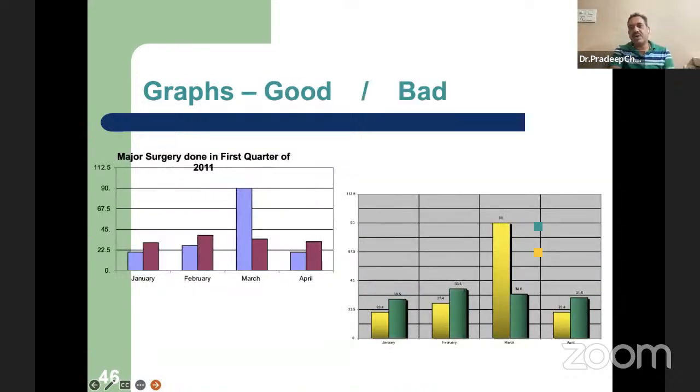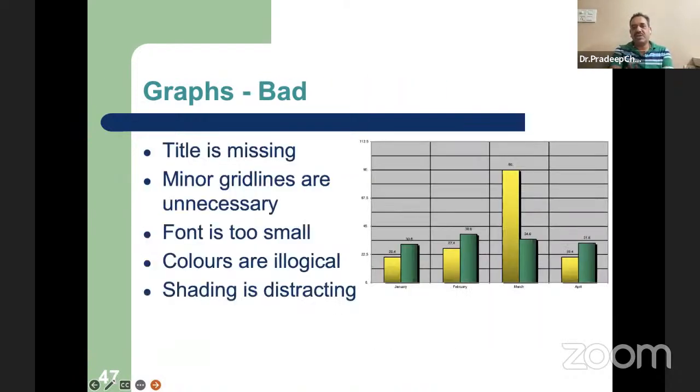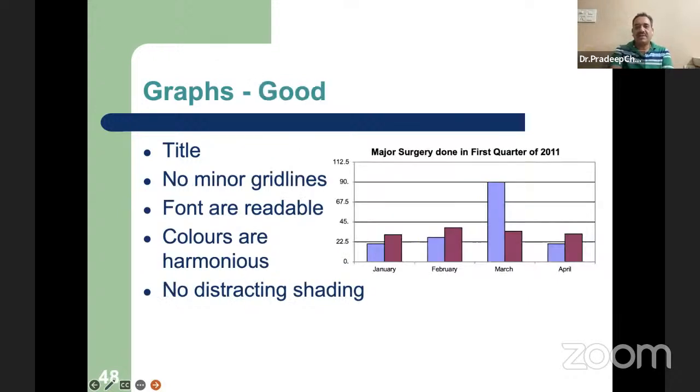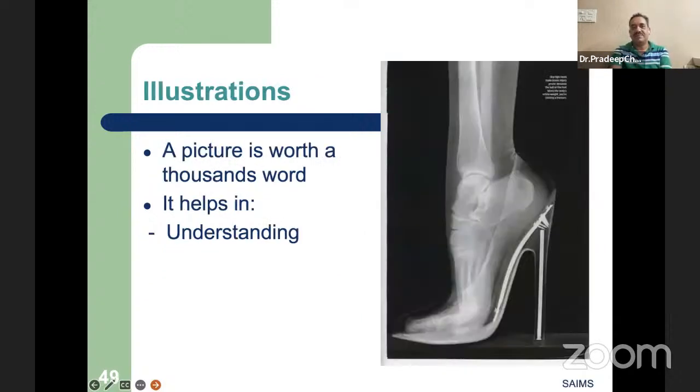Now see, one is good, the other is bad. This is bad: the title is missing. Minor grid lines are unnecessary. Fonts are too small. Colors are illogical and shades are distracting. So this is a bad graph. And that was a good graph: the title is there, no minor grid lines, fonts are readable, colors are harmonious, and no distracting shading. So these are good and bad graphs.